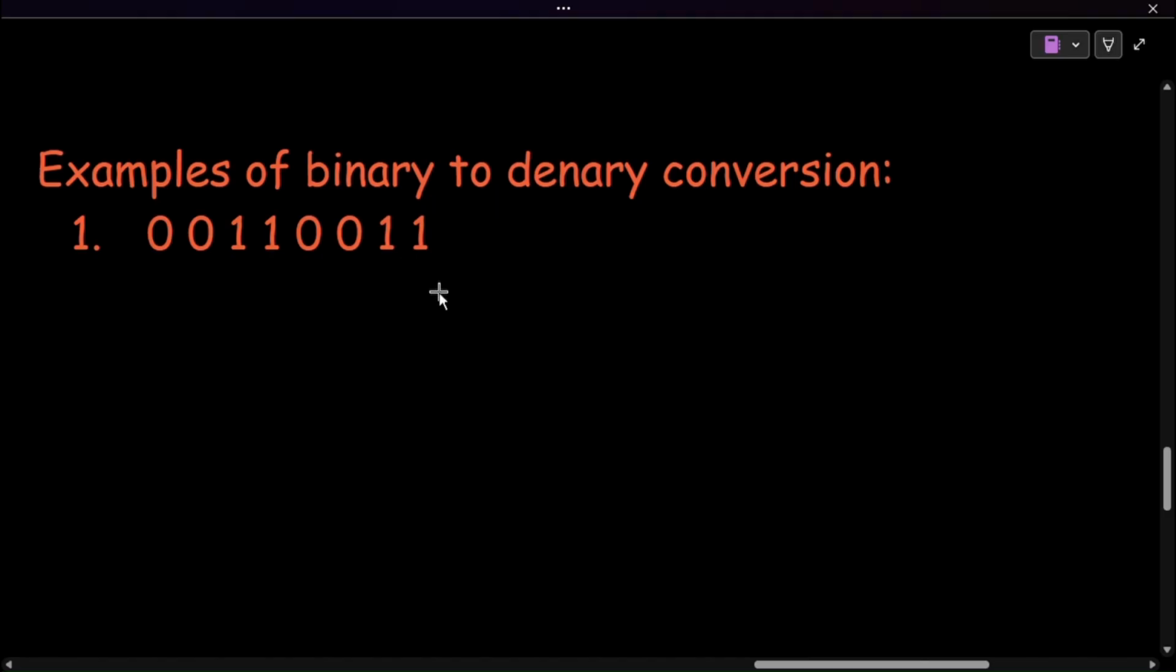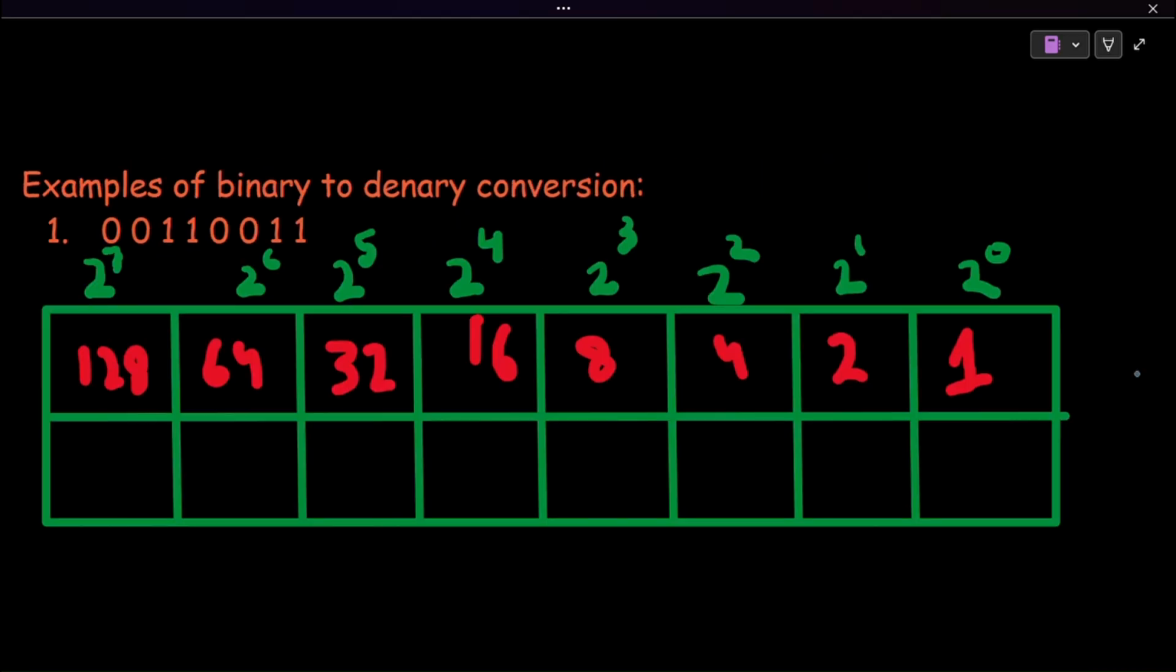So the first step was to create a table. How many bits are there? 8 bits, which means we have to make a table of 8 columns. So let's do that. So this is the table that we created.